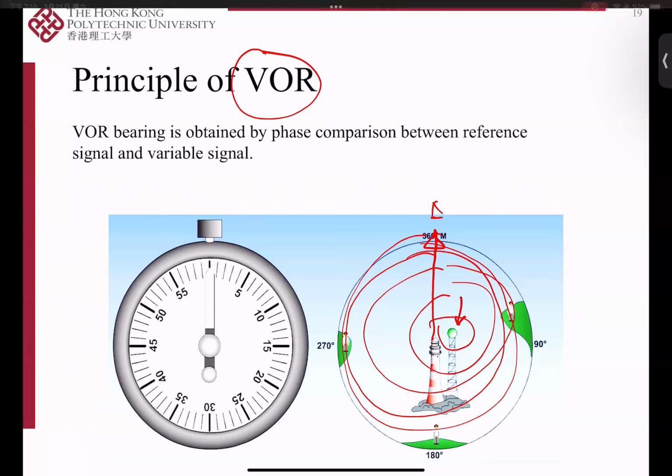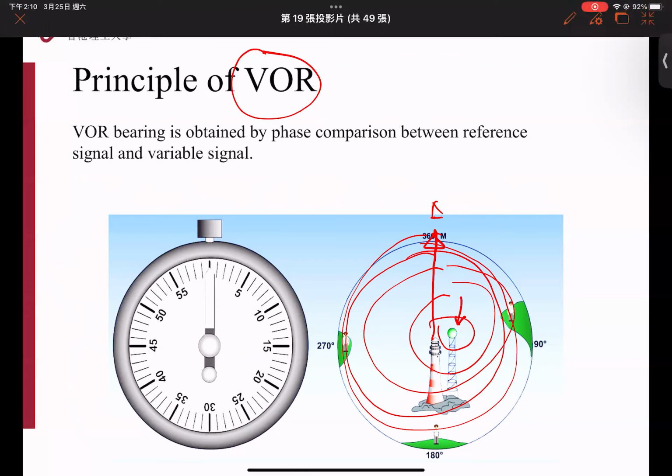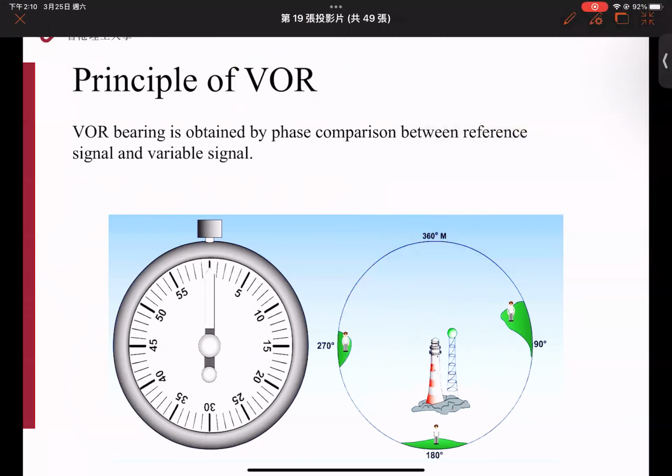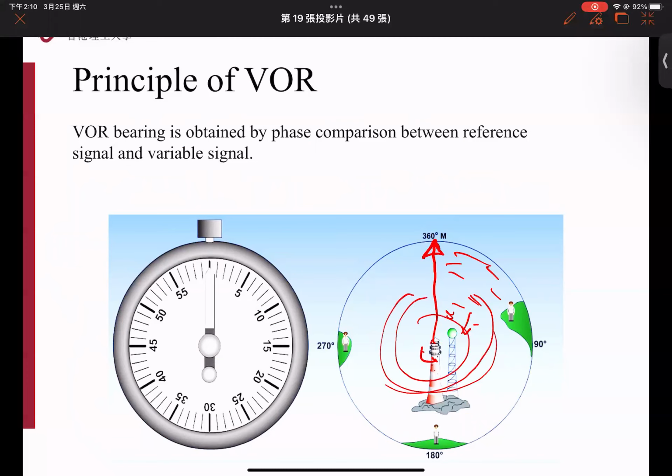The rule is that when this directional signal is pointing to the north, then the reference signal will also emit the signal to everywhere. So they compare the time, they use a clock to compare. If these two signals have no difference in time, then you should be at this location.